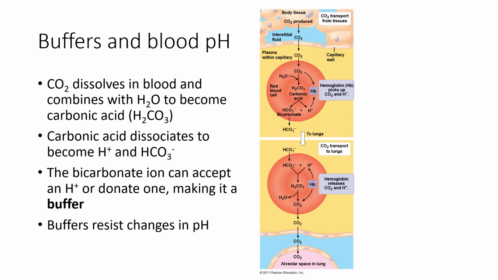Now that bicarbonate ion, HCO3-, can accept an H+, or it can donate one, depending on the pH of the blood. If the pH goes down, it starts accepting more, which brings the pH back up. If the pH goes too far up and becomes too basic, it can donate more and becomes more acidic. This resists any change in pH in your blood, which is good for you because you need your blood at a certain pH. It is a buffer. Buffers resist change in pH. So that should about finish our solvents, solutes stuff.